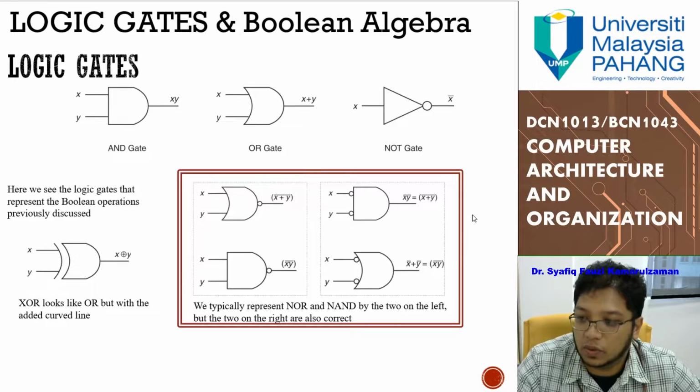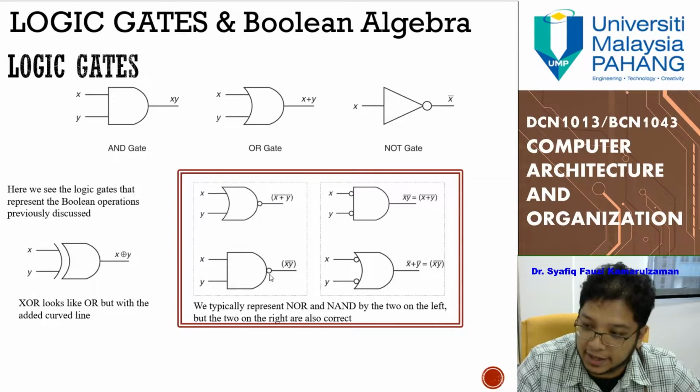Okay, so this is the difference between NOR and NAND gates. In this case there is a NOR gate, where the NOT is after the OR gate, and here the NOT is before the OR gate. However, the result will be the same. Here the NOT is after the AND gate, and here the NOT is before the OR gate. So it's the same.